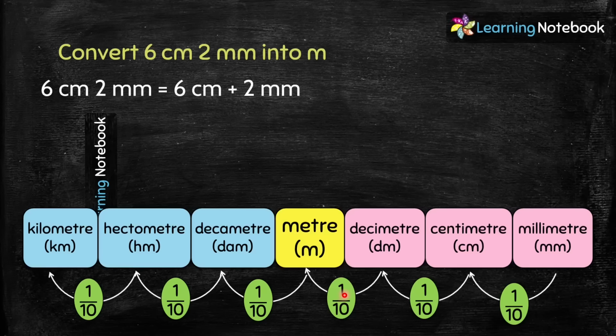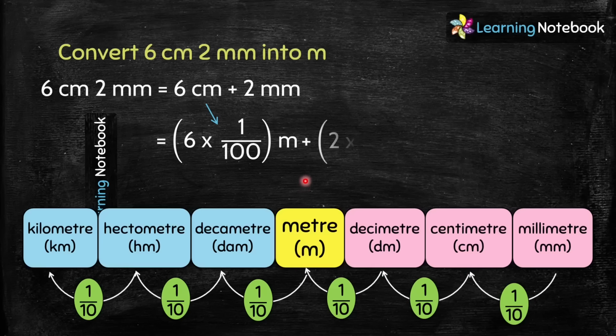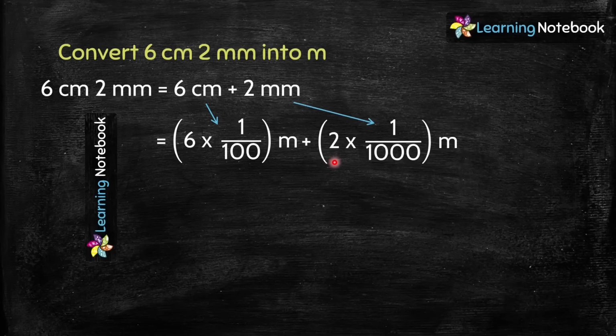So 1 centimeter equal to 1 by 100 meters. So 6 centimeter would be equal to 6 into 1 by 100. Now let's convert 2 millimeter into meters. Again refer to the diagram and see that we have to jump 1, 2, 3 times. So it means we will multiply 2 by 1 upon 1000.